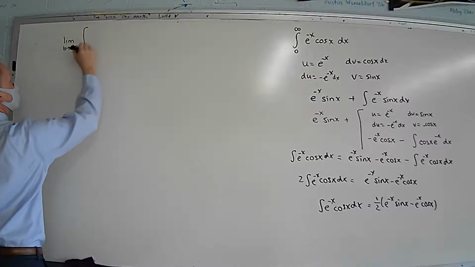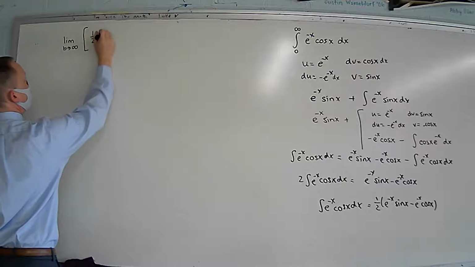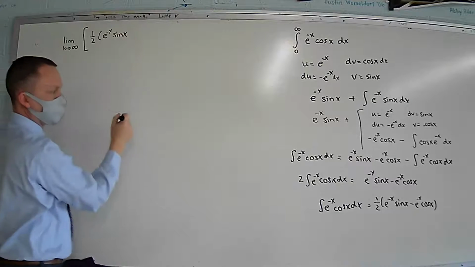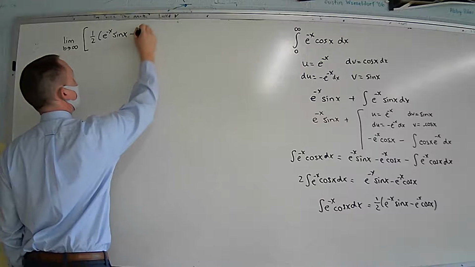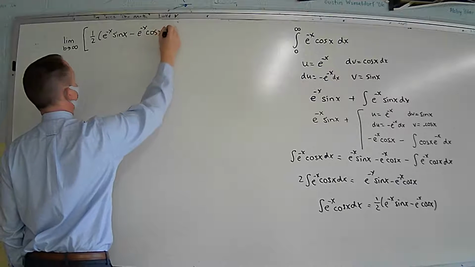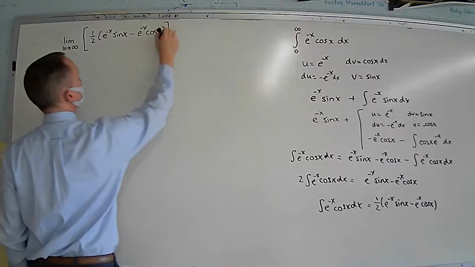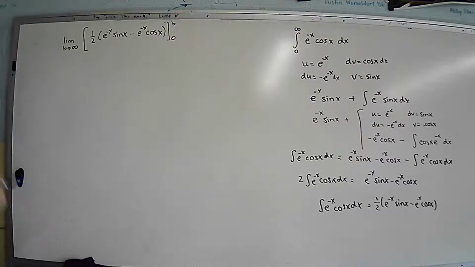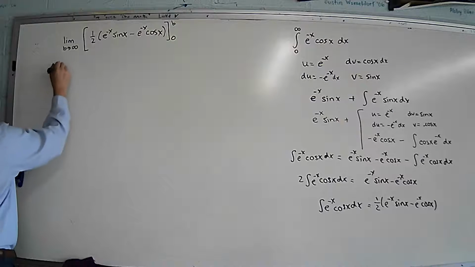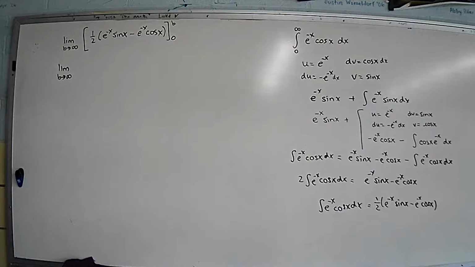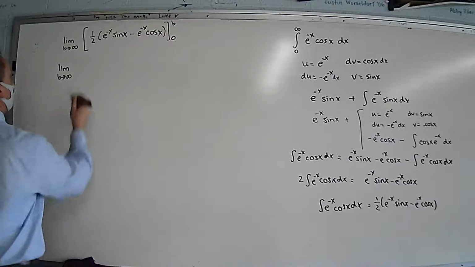of 1/2 e to the negative x sine of x minus e to the negative x cosine of x. And we got to evaluate that from 0 to b, right? And at this point, I think it would be very smart to get rid of that e to the negative x and write it as a fraction. Okay? So here we go.